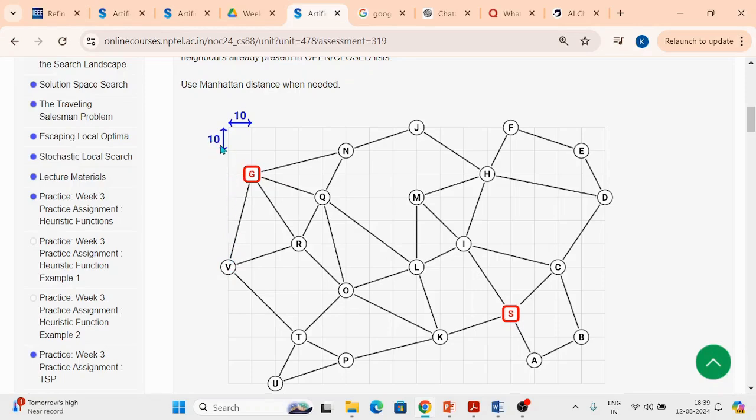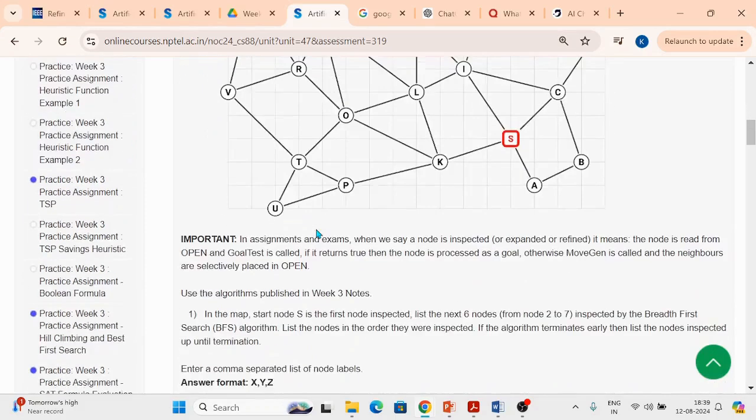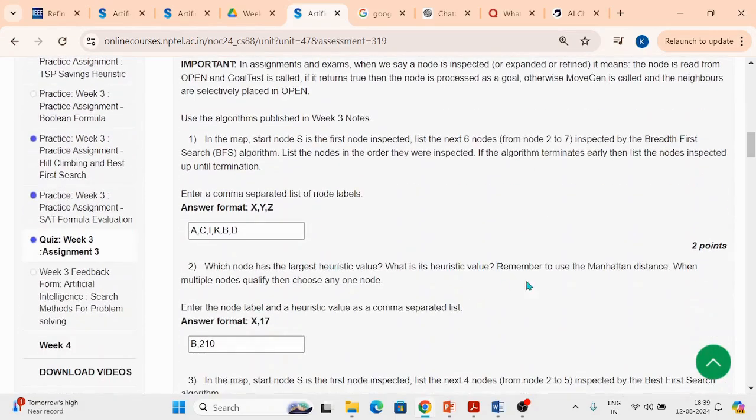Each step is worth 10, so 50. If you follow it like this, 1, 2, 3, 4, 5, that is 50. Both are the same. You can go either parallel to the x-axis or parallel to the y-axis, in any direction. For R, 1, 2, 3, 4, 5, and for N, 1, 2, 3, 4, 5, so 50. Like that, they are asking us to calculate which node has the highest heuristic value.